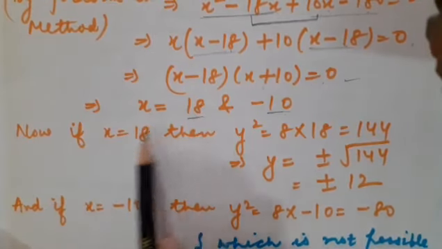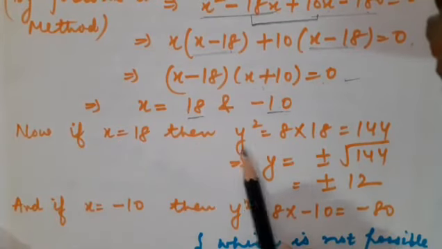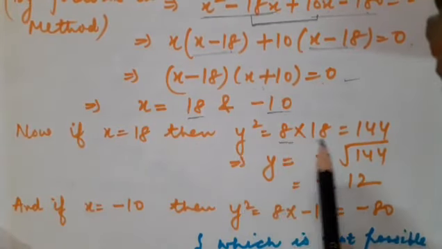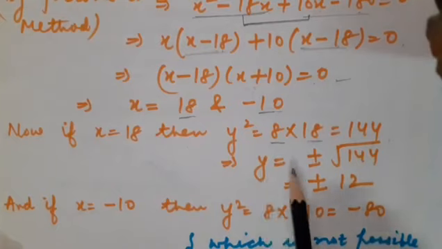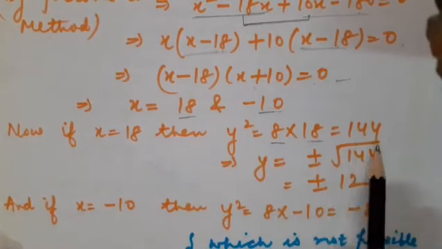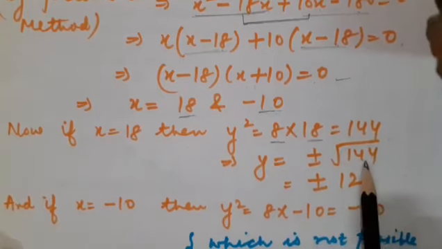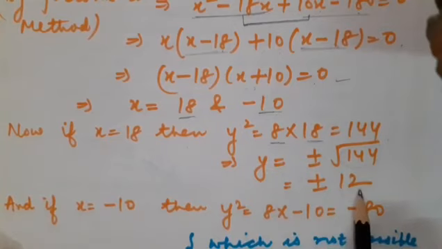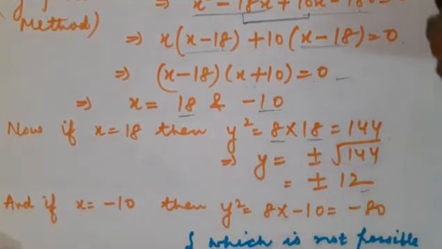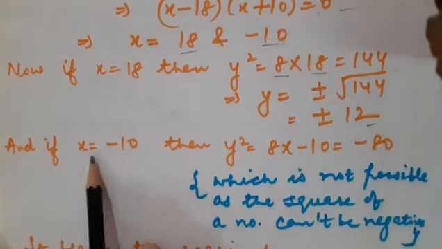Suppose children, if I have taken x is equal to 18, then I know that y square is equal to 8x. So in place of x, I am going to put 18. It would become 8 into 18. That is equal to 144. So what would be the value of y? y is equal to plus minus root 144. This is a perfect square. Fine. What is its square root? That is 12. So y is equal to plus minus 12. Correct, children?